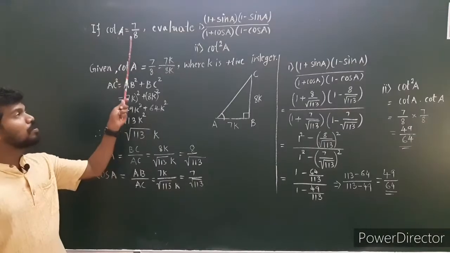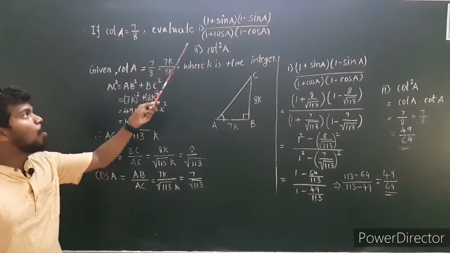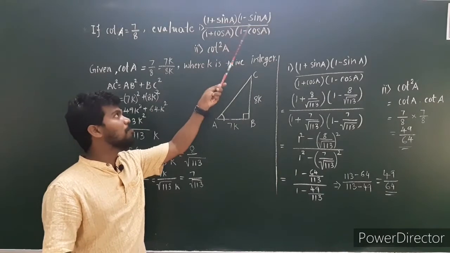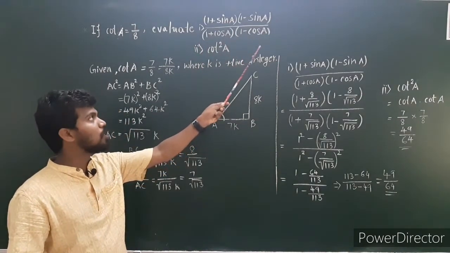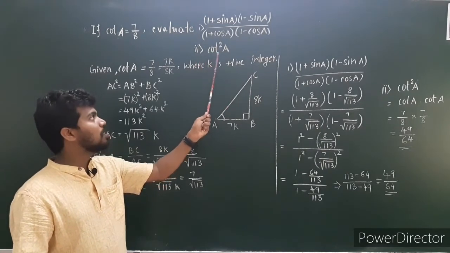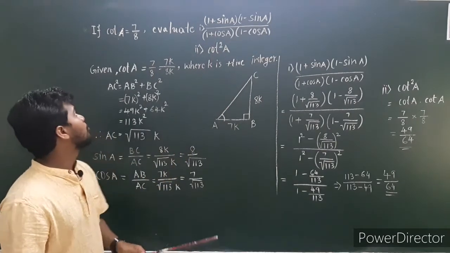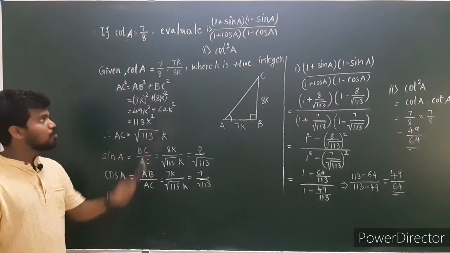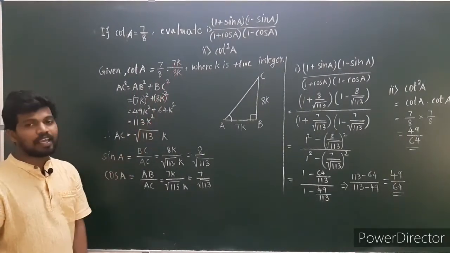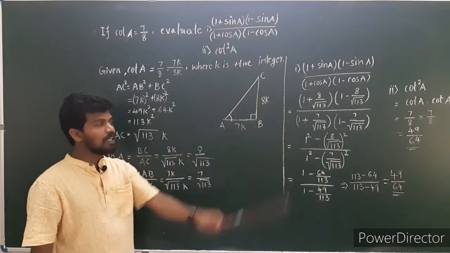If cot A is equal to 7 by 8, evaluate 1 plus sin A into 1 minus sin A divided by 1 plus cos A into 1 minus cos A. So in the second one, we have two questions. Next, they given cot A is equal to 7 by 8. So you consider it as 7k by 8k, where k is some positive integer.